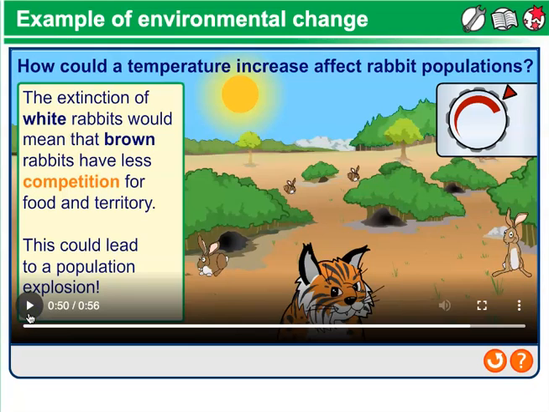The extinction of white rabbits would mean that brown rabbits have less competition for food and territory. This could lead to a population explosion of our brown friends.